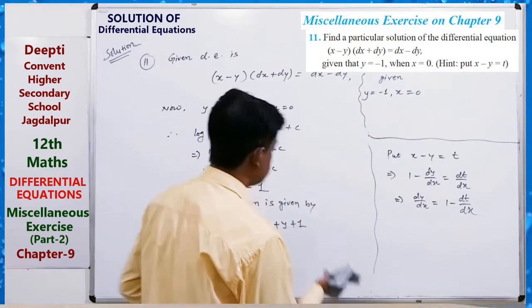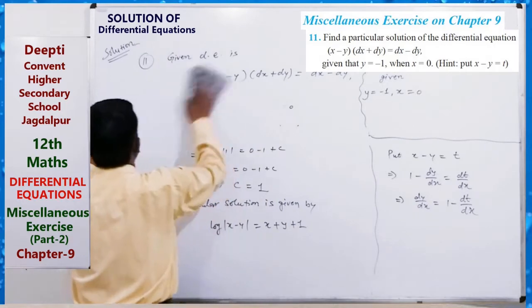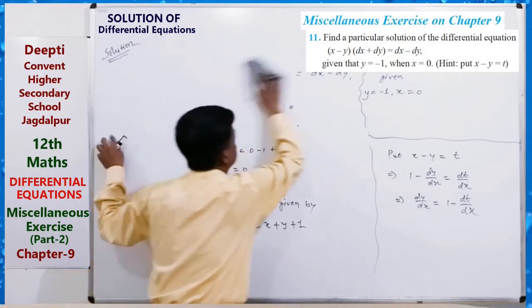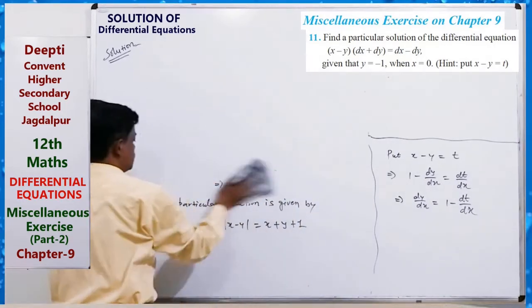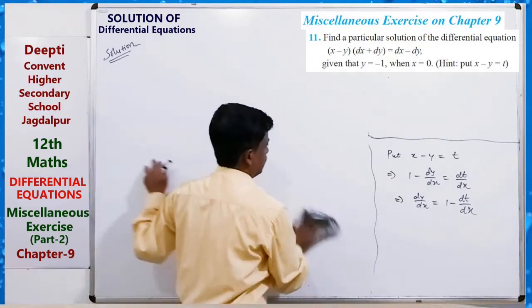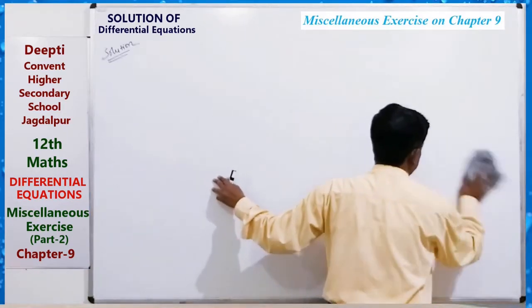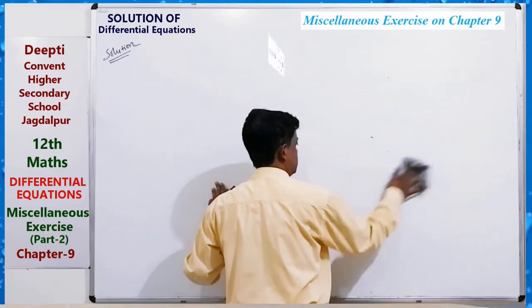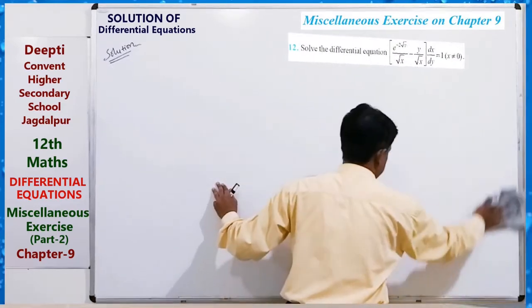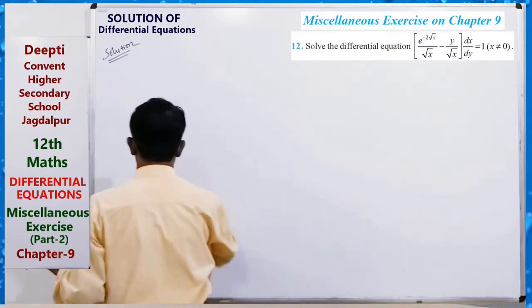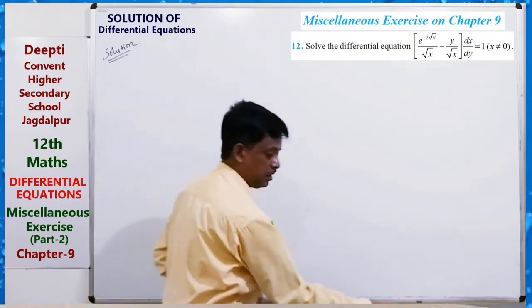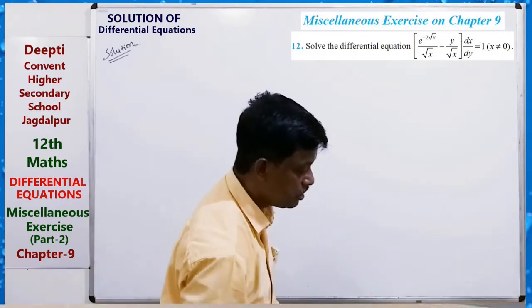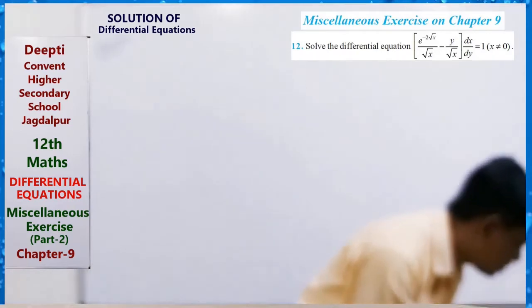Solve the differential equation. I am discussing 2-3 questions in short. Okay, 12 and 13, just see how we can solve these two questions. Question 12: solve the differential equation e to the power minus 2 root x upon root x.